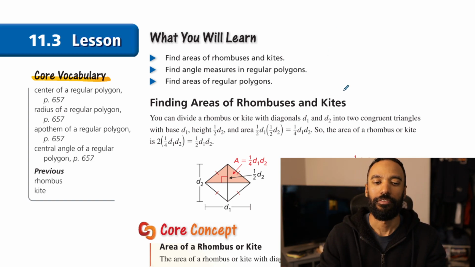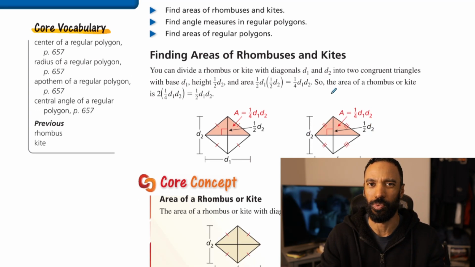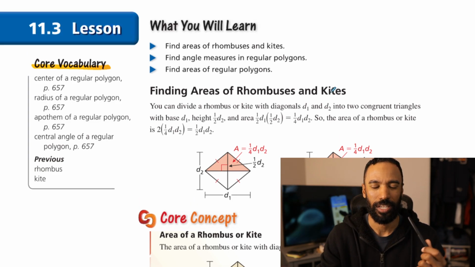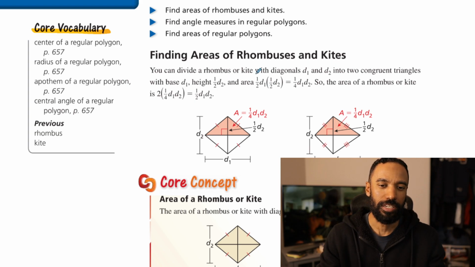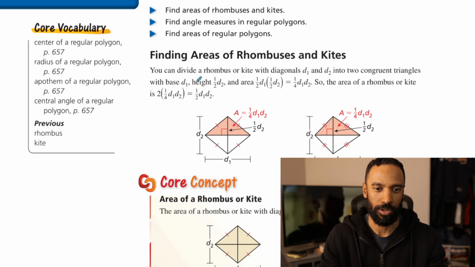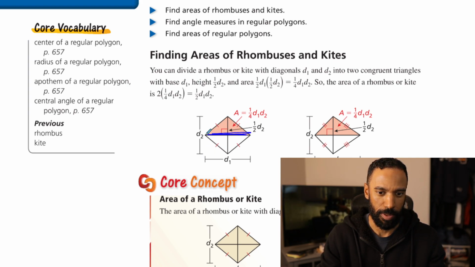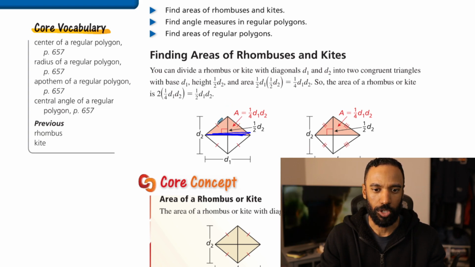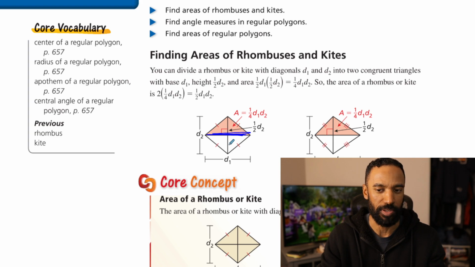All right. Finding areas of rhombuses and kites. It's kind of interesting that this is being thrown into the mix. I guess that's why they're calling this section areas of polygons and not just regular polygons. But okay. You can divide a rhombus or kite with diagonals D1 and D2 into two congruent triangles with base D1. So here is my base D1. Then we'll have two congruent triangles here and here. The height is 1/2 of D2. So here's all of D2, here's half of it and half of it. This is for a rhombus specifically.